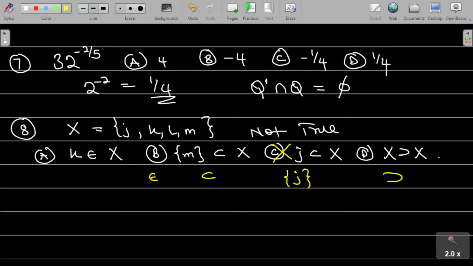This sign means superset. That means it contains all the elements here. Of course, X contains all the elements in X. So, it's a superset. Now, X is also a subset of X because all the elements here are also here. So, it's a subset. Now, the one that is not true is C. J is not a set, so it cannot be a subset.